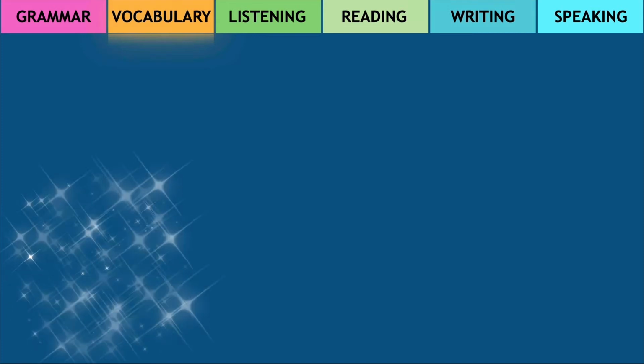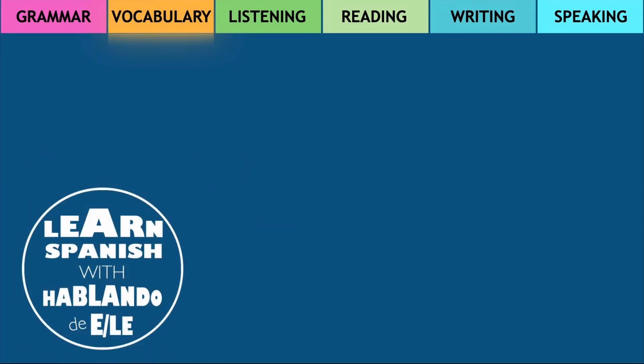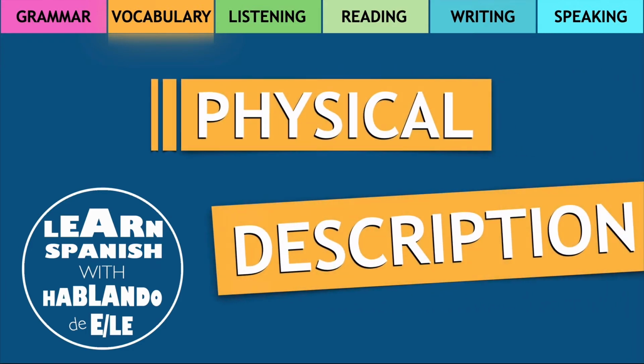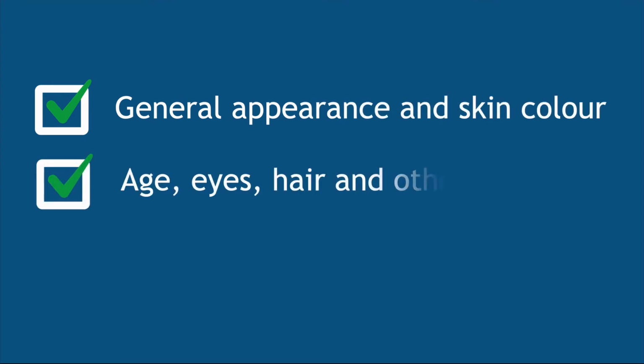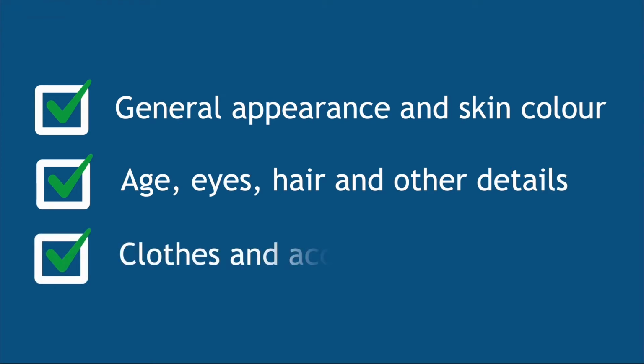Today we are going to learn some verbs and vocabulary that will allow you to describe yourself and someone else in Spanish. I have divided the content on general appearance and skin color, and then age, eyes, hair and other details. And finally, I will briefly refer to how to describe clothes and accessories. Empecemos.